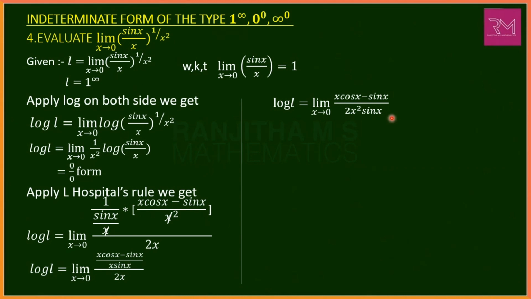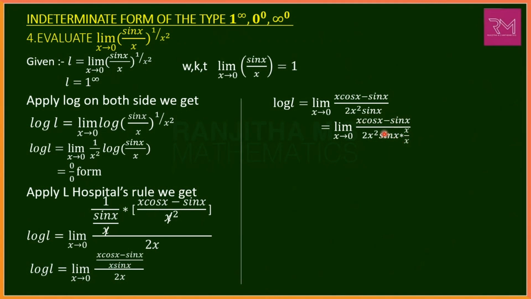So to solve easily, here we have sin x term. To apply this formula, multiply and divide by x here. We get limit as x tends to 0, numerator is x cos x minus sin x divided by 2x square into sin x as it is, into, here multiply and divide by x. If we cancel this term, the remaining is 2x square into sin x itself.